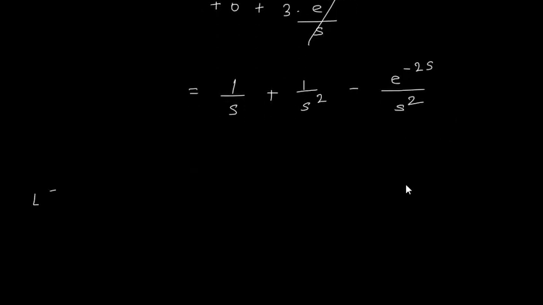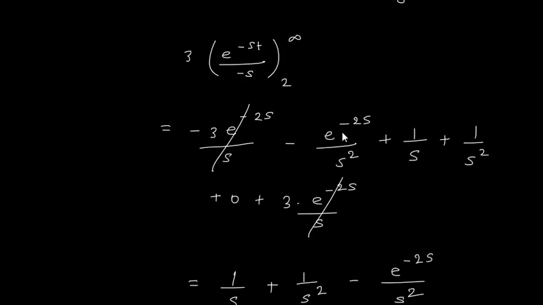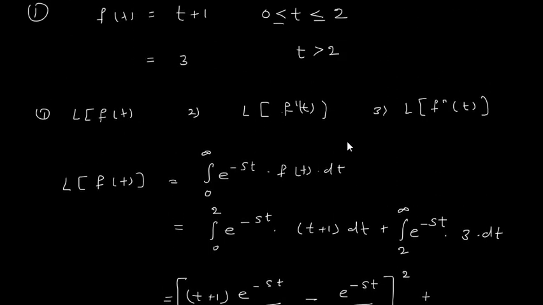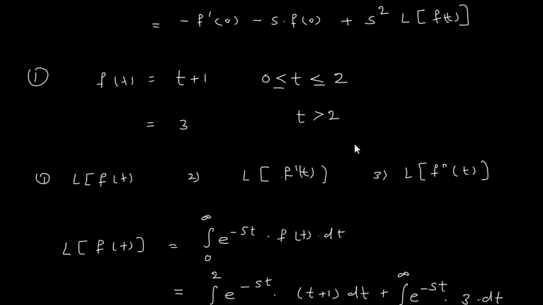Second, I have to find Laplace of f dash t. The formula for Laplace of f dash t is minus f of 0 plus s into Laplace of f of t. Now, minus f of 0. Here the function f of t is t plus 1 and 3. So when t is 0, I will use this function. I put the value of t as 0, so I will get 1.